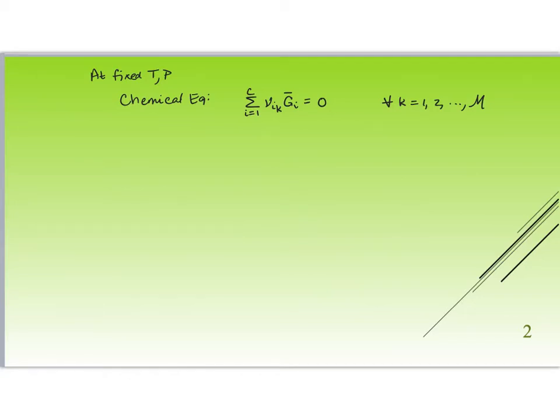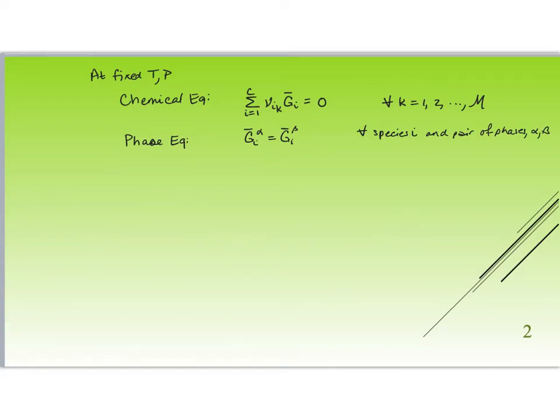And phase equilibrium, we've seen that previously. We know that the partial molar Gibbs energy for a species in any pair of phases will also be the same. So for every species i and pair of phases alpha, beta.